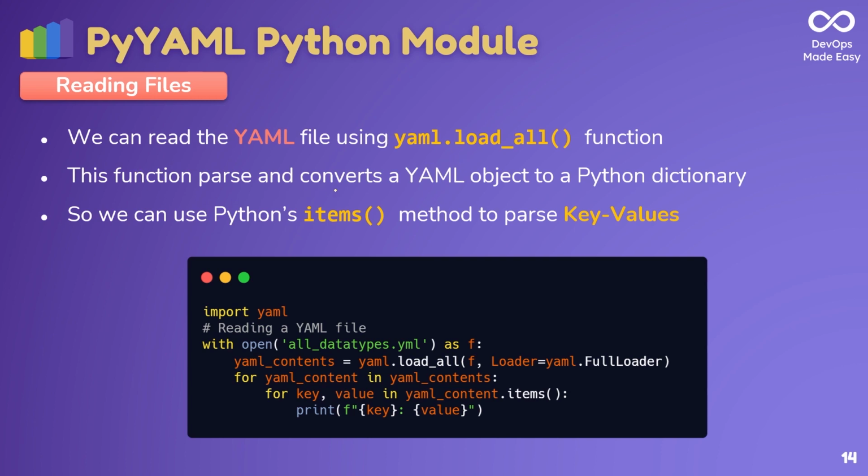This load_all function will parse and convert a YAML object into a Python dictionary. This is again an important thing to remember. Since after reading this YAML object we get a Python dictionary, we can use the items function call to separate key values in your YAML file, because the items function can be called upon a Python dictionary. So once we have a YAML object read as a Python dictionary, we can simply use the items function call to parse the key value pairs.